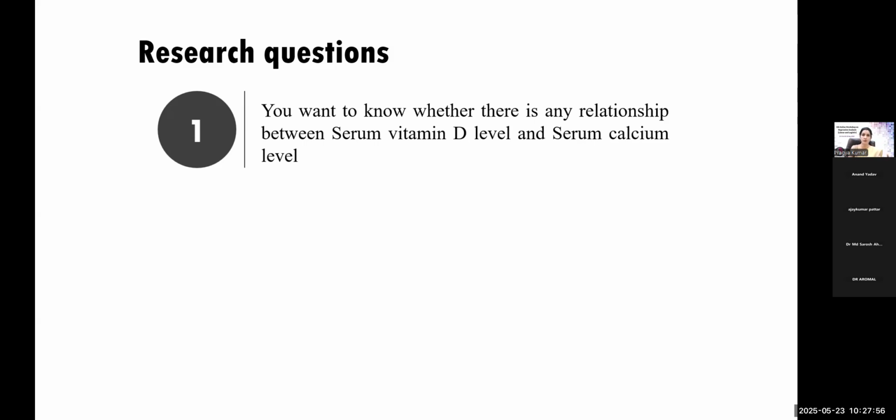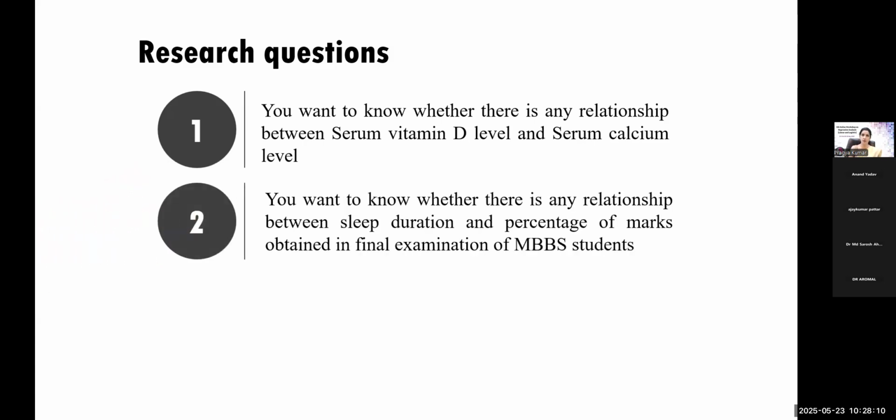So the research question is, if you want to know the relationship between two variables, and here you can see that serum vitamin D and serum calcium level are both continuous variables, and you want to see the relationship between these two variables. For that, you may perform correlation.